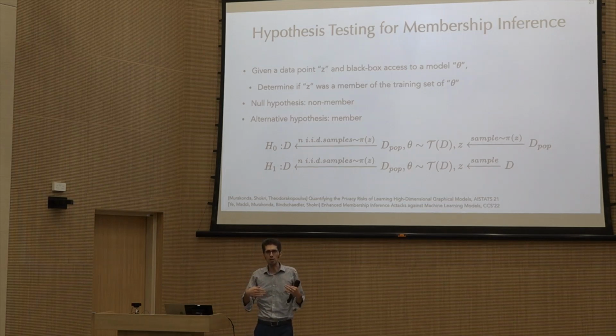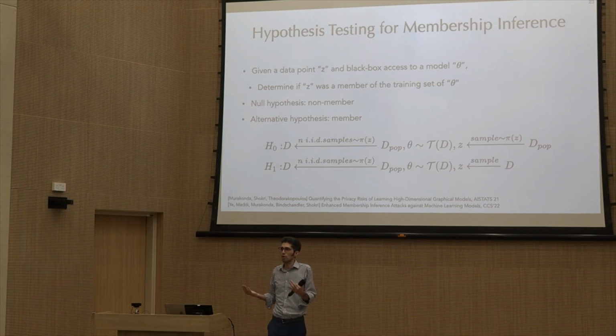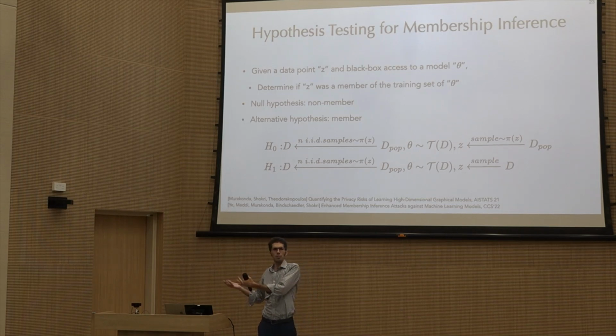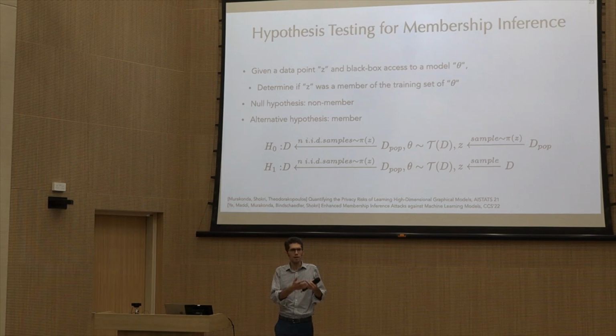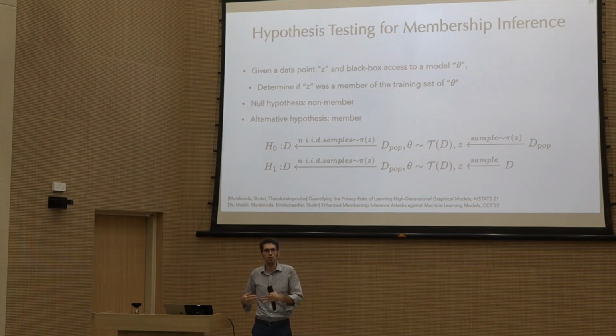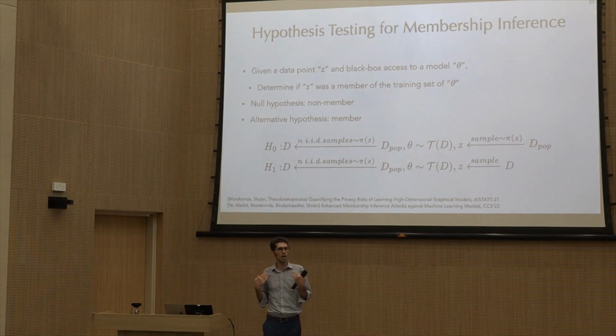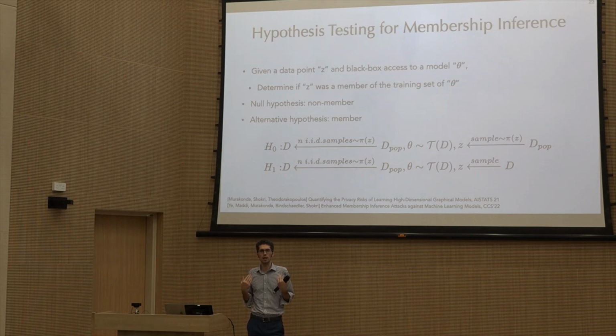In the other world, where it's a non-member, data was sampled for training, a model was sampled from the algorithm, and the data point Z was sampled from the population outside this training set. And these are the multiple steps that happen if you want to generate and simulate the worlds. These help us to construct and reason about the probability of being in each of these worlds.